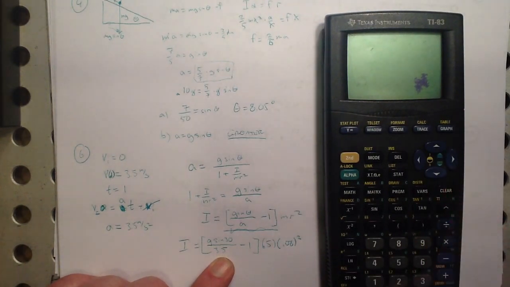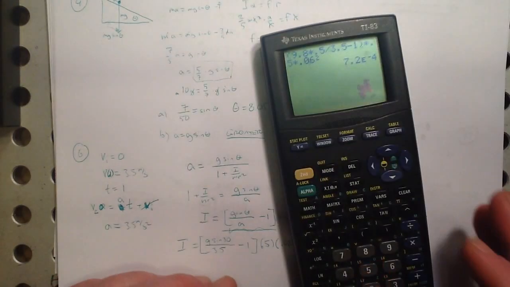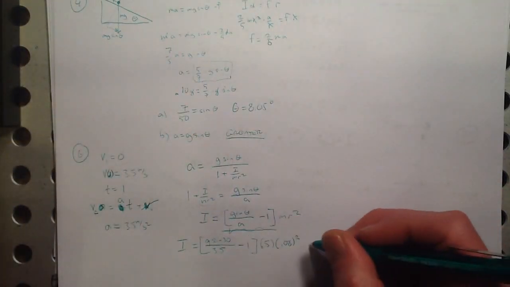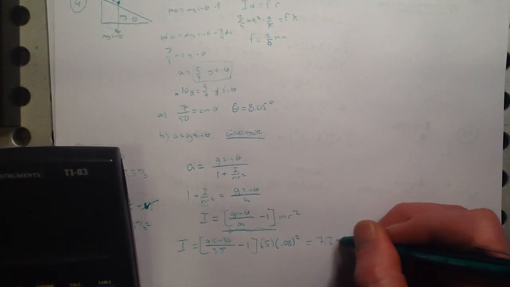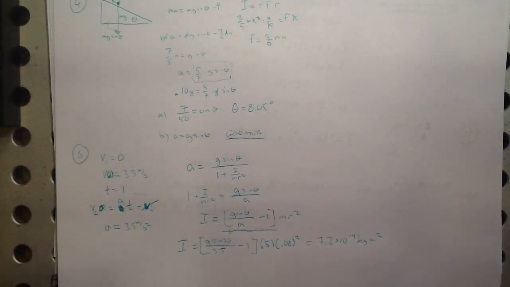Now let's go ahead and jam that into the calculator. So 9.8 times the sine of 30 is 1/2 over 3.5 minus 1 times 0.5 times 0.06 squared. And that gives me 7.2 times 10 to the negative 4 kilogram meters squared. Cool.